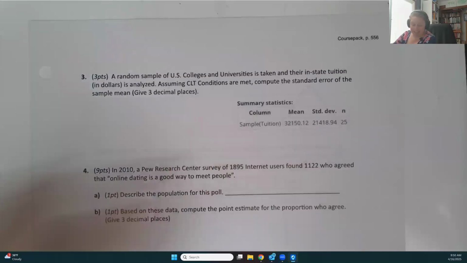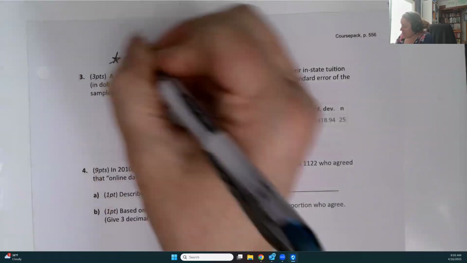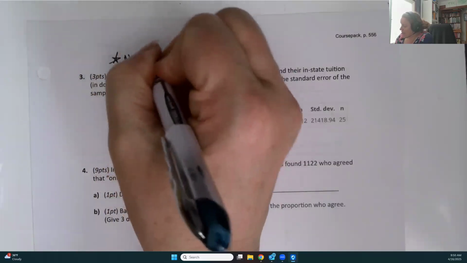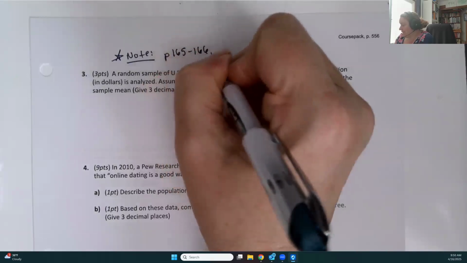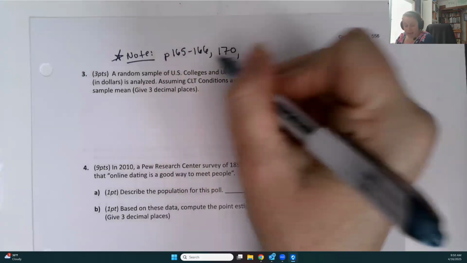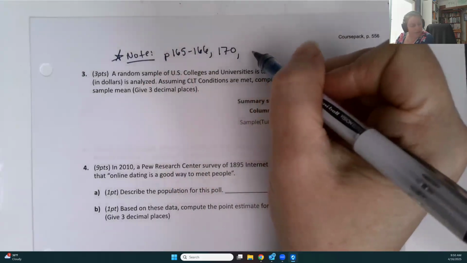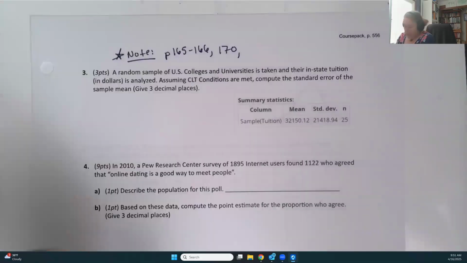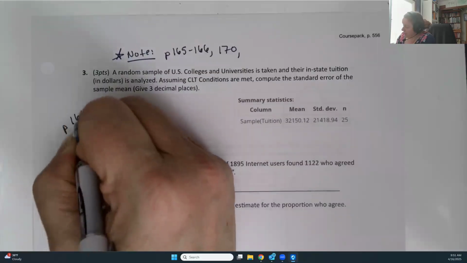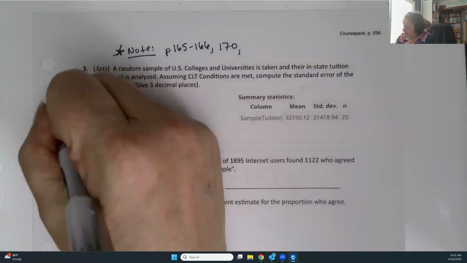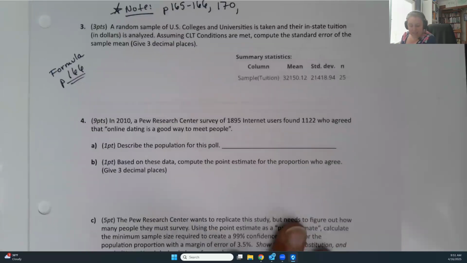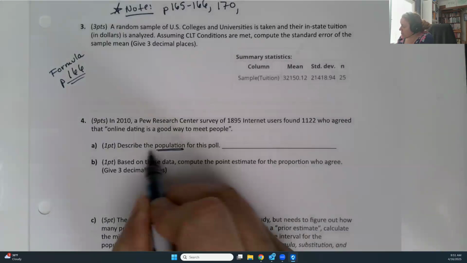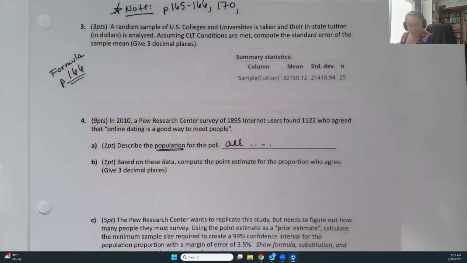Okay, now this bit, we just did this today. This is chapter 8. Somebody asked me, for your note sheet, some pages to think about putting on it would be pages 165 to 166 and then 170, because those are chapter 8. So this one, I'm just going to say see page 166. There's a formula. We just did one today, so I'm not worried about it. You guys can do it. And when you want to describe a population, you always begin with the word all.